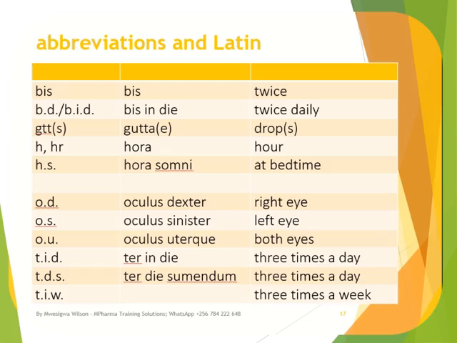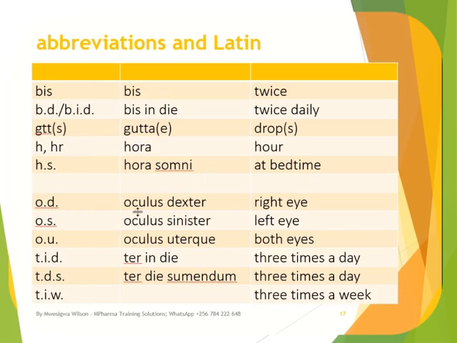So, for example, all of us know BID. It means twice a day. But where does it come from? It comes from Latin, bis in die. Bis means twice. GTT means drops or drop. H, of course, can be an abbreviation of English, hour. HS, at bedtime, but this is the Latin meaning.